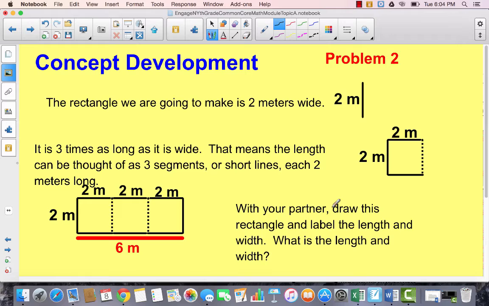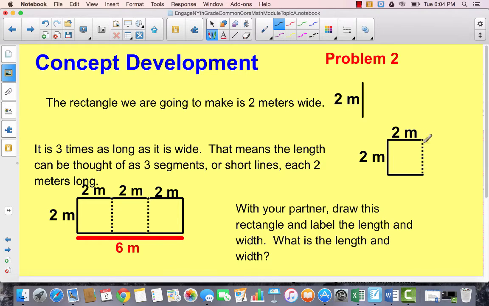All right, so the rectangle that we're going to be making is 2 meters wide. So I want you to go ahead and draw what you see that I've drawn here. I want you to go ahead and just draw a line. We're not going to draw the rest of the rectangle. We're just going to draw this, and we're going to label it 2 meters wide. It is 3 times as long as it is wide. That means the length can be thought of as 3 segments or short lines, each 2 meters long. So you can see what I've done here. I want you to go ahead and do this.